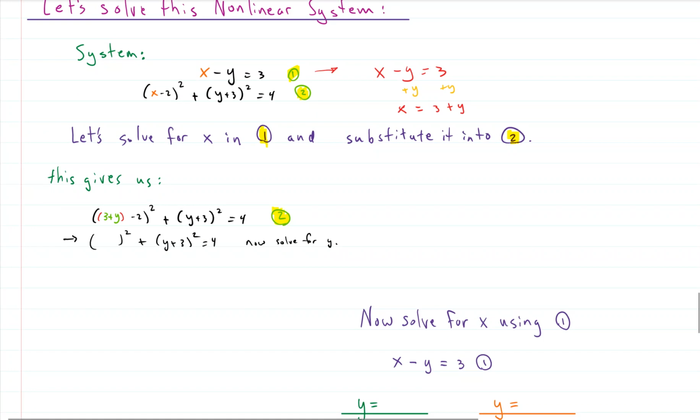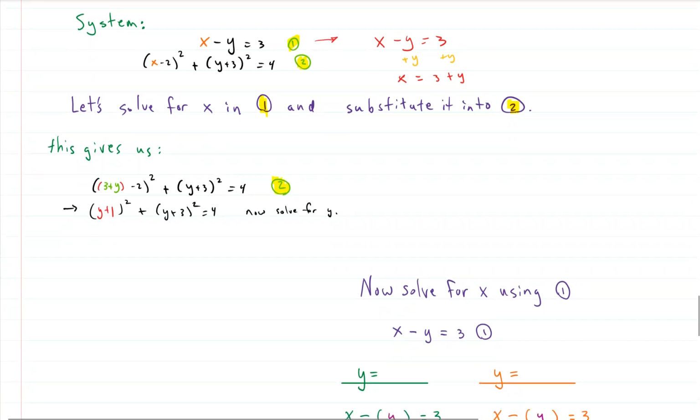Now we can start to do some algebra. Now we just have y's left, so we can just solve for y. We can get rid of these parentheses here and just have 3 plus y minus 2, which gives us y plus 1. Awesome. Now we have (y plus 1) squared plus (y plus 3) squared equals 4. Now we can solve for y. So this is going to end up being a quadratic that we probably will factor.